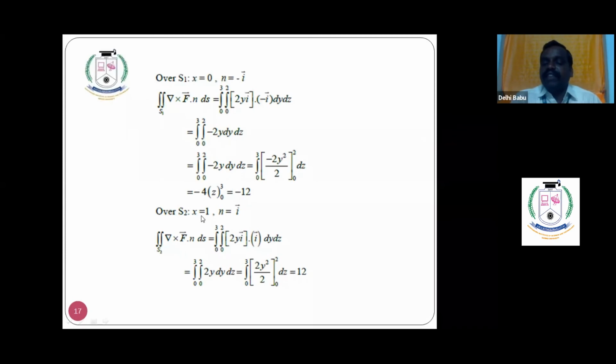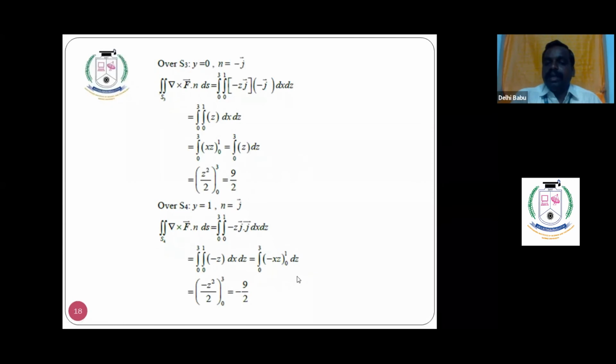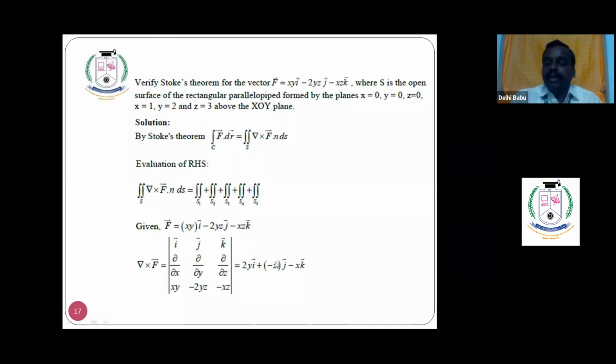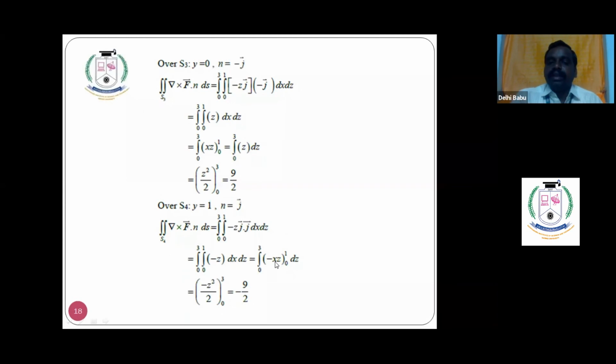And the second surface the same way n cap equal to plus I. So here n del cross F already got it. Dot I only 1. J dot I and k dot I is 0. That's why I will not consider here. So do the same idea. You get it plus 12. Similarly third surface y equal to 0. That means n cap equal to minus j. So del cross F j component is minus z. So here I will consider that. You get 9 by 2 after simplifying all this.